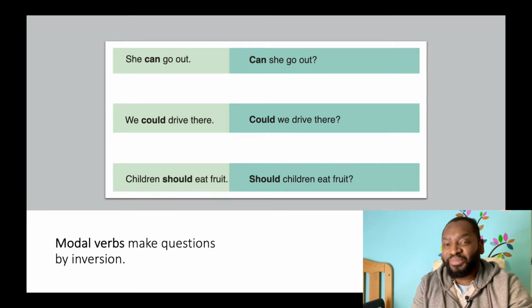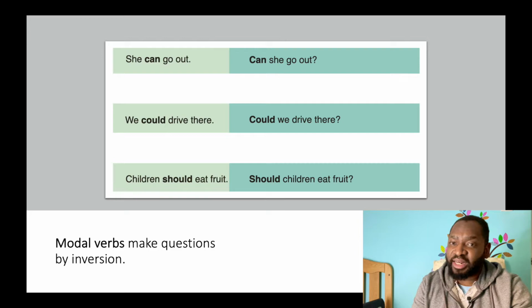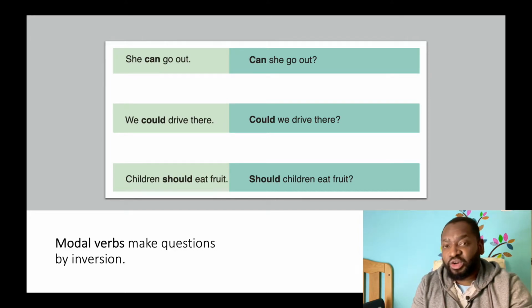Another example, we could drive there. The modal verb being could. If you move this modal verb to the front of the sentence, it changes the sentence to become a question. Could we drive there? And one more, children should eat fruit. Move the modal verb should to the start of the sentence, and you then end up with, should children eat fruit?